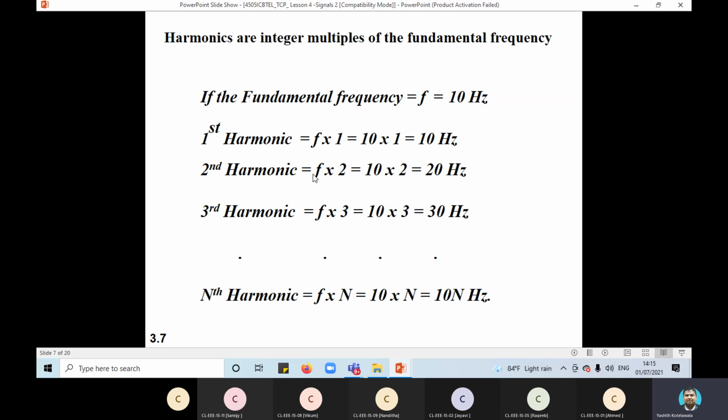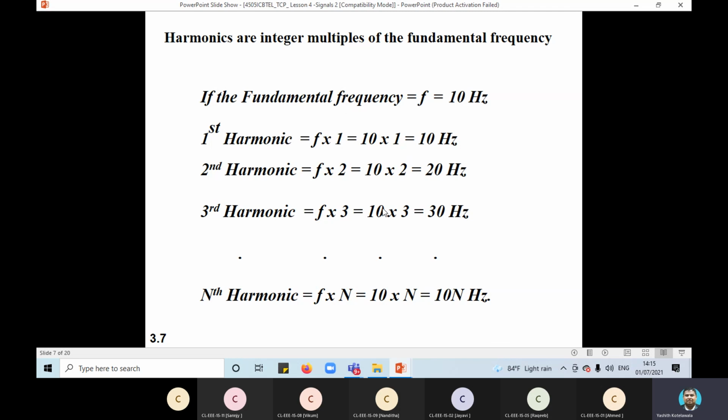Second harmonic is equal to f times integer value 2, that means 10 times 2, 20 hertz. So the second harmonic is 20 hertz. Third harmonic is f times 3, 10 times 3, 30. Likewise, going on. And you can go to the nth harmonic in a generic way. The nth harmonic is equal to the fundamental frequency times n, 10 times n, which is 10n hertz, right?